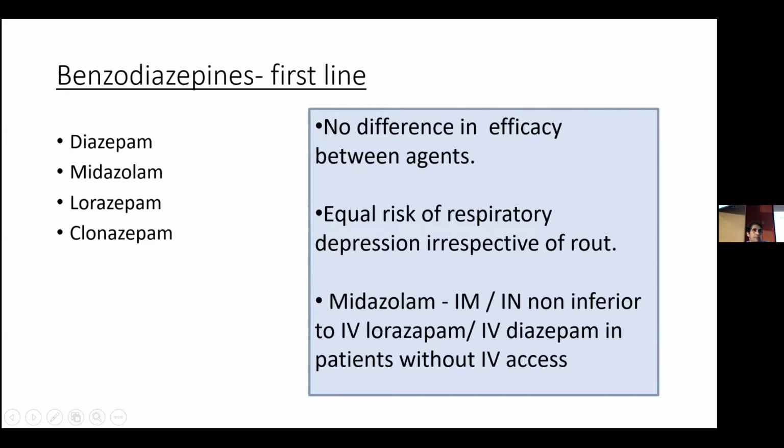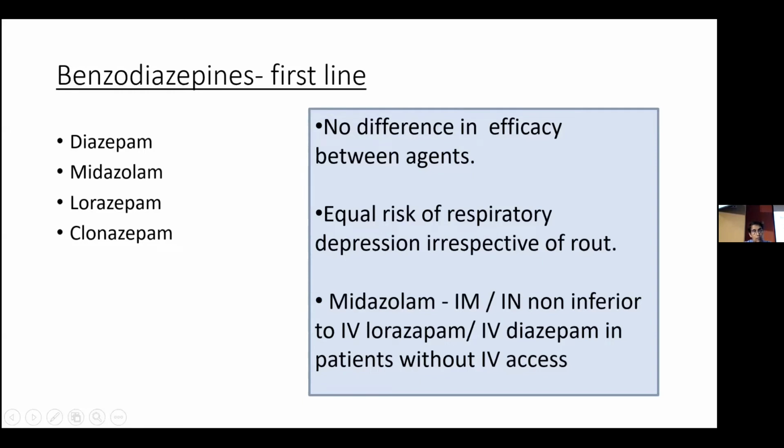epilepticus. And in fact, in a patient who at 5 minutes does not have intravenous access, there are studies to show that intramuscular midazolam or intranasal midazolam would actually be superior to giving intravenous medication, because you are going to take another minute or two to put your cannula in, and your benzodiazepine receptors, they are vanishing receptors, they will go in, right? So you don't have to worry about non-availability of lorazepam, clonazepam, diazepam, midazolam is good enough. And the risk of side effect is the same.